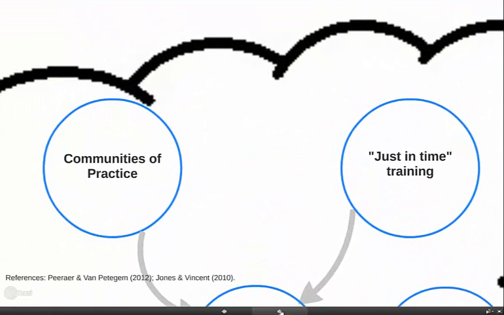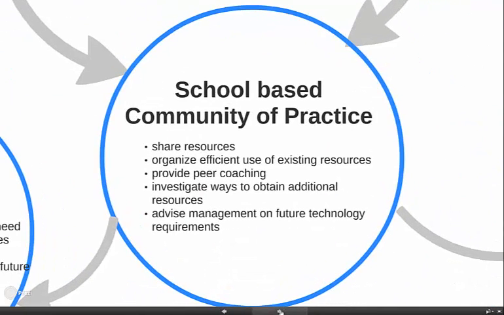Pereira and Van Petegem suggest that communities of practice are a necessary vehicle for teachers to continue to move toward becoming proficient users of technology. Jones and Vincent suggest just-in-time training using collegial mentors can offer individual teachers the support they require. Combining both these ideas by setting up a community of practice within the school, which does not preclude involvement with external communities of practice, may be one answer.